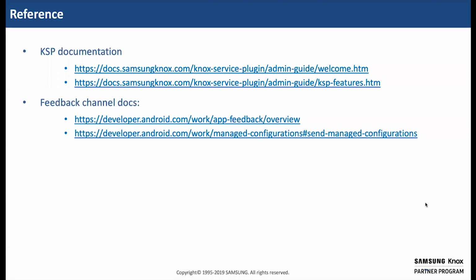Another question is, UEM agent will have device admin control only with work profile. So KSP, as mentioned earlier, works on DO, it works on PO, and at the same time, the COPE mode. So it will work based on the mode in the enterprise.